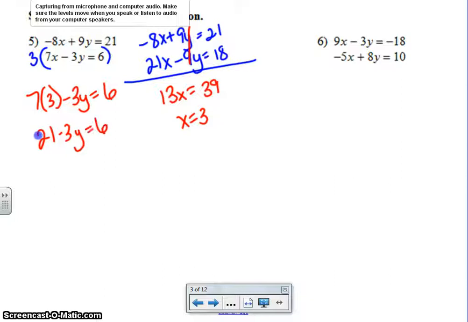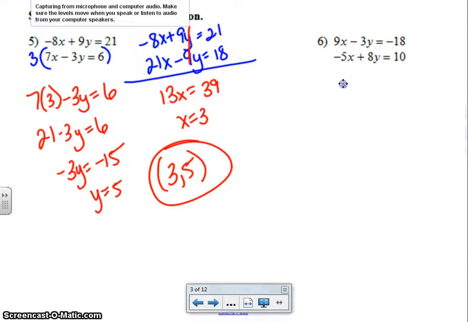And after a little bit of algebra, I'm going to subtract 21. So let's see, that's negative 15. My y is found out to be a 5. So my ordered pair answer is (3, 5). One more for good measure.